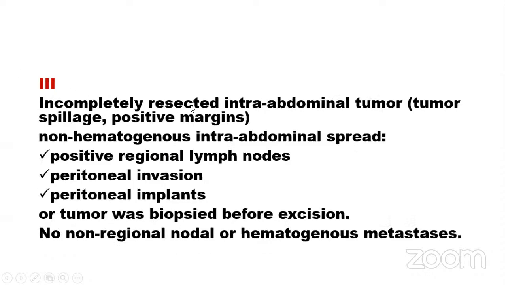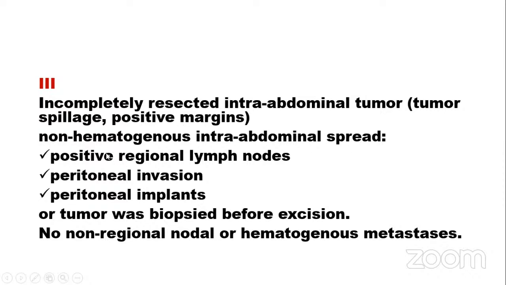Stage 3 is an incompletely resected intra-abdominal mass: tumor spill and positive margin. This is considered stage 3, but there is no hematogenous spread. That means positive regional lymph nodes and peritoneal invasion or peritoneal implants. All this is considered non-hematogenous intraperitoneal spread.